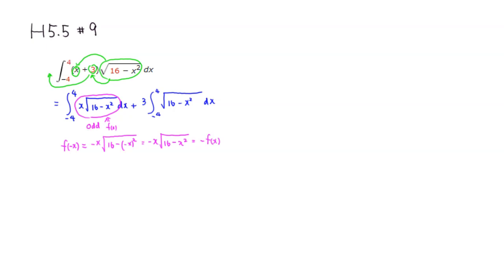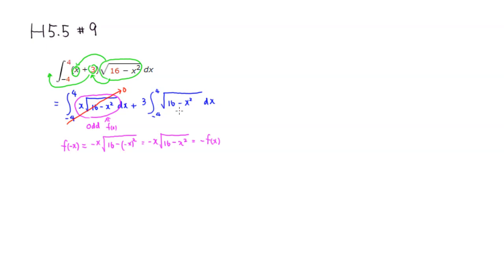And luckily, if it's going from -4 to 4, or negative a to a, then this integral is going to be 0. So this guy right here is going to go to 0. So it goes away.